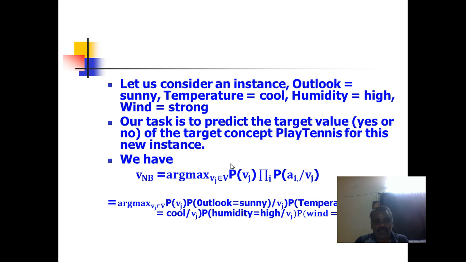Now, argmax over Vj, an element of capital V, of P of Vj into P of outlook is equal to sunny given Vj into P of temperature is equal to cool given Vj into P of humidity is equal to high given Vj into P of wind is equal to strong given Vj.